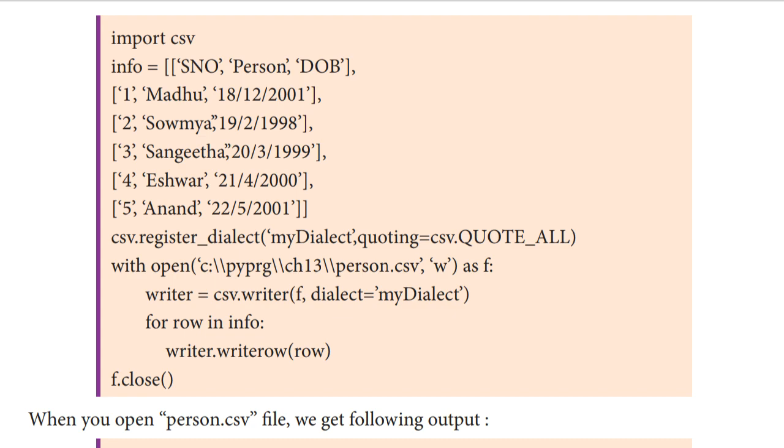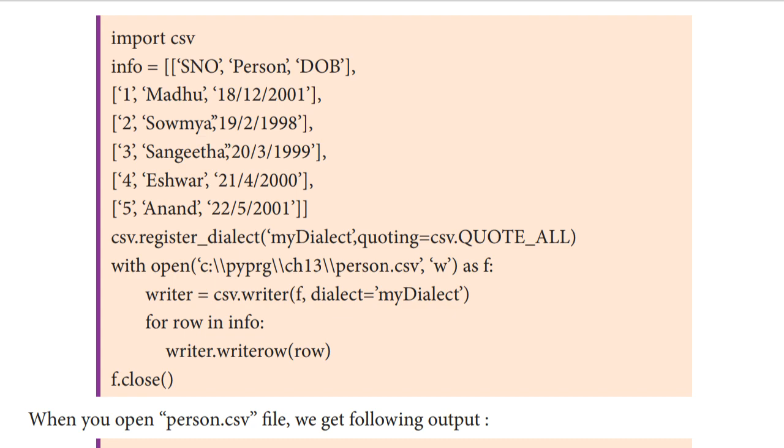Here my dialect quoting is equal to csv.QUOTE_ALL. So here the new dialect is QUOTE_ALL. So here we are registering. With open, here we have to mention the file name, and the mode, write mode, as f. So f is a file object. writer is equal to csv.writer(f, dialect=my dialect). So already we registered a new dialect. What is that, quote all.